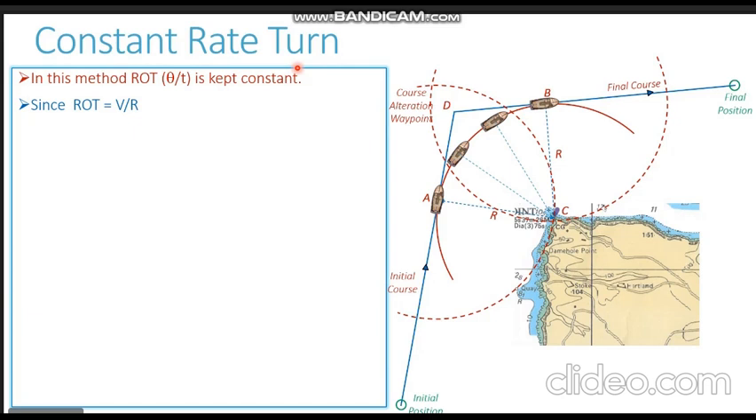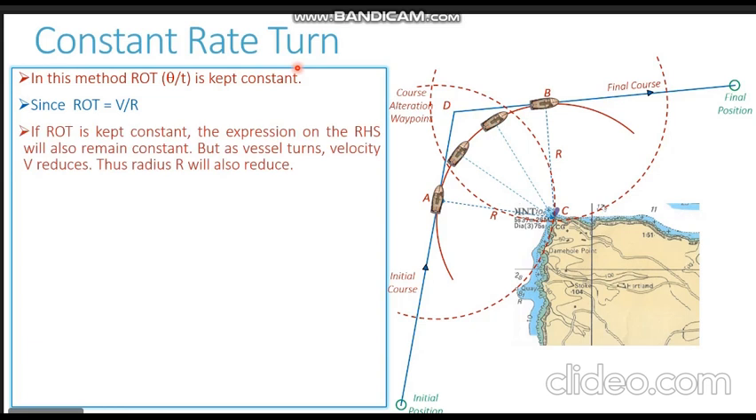Now, why is it no more a constant radius turn? The reason for that is, if we maintain the same rate of turn, the rate of turn is kept constant. The expression on the right hand side will also remain constant. That is, the value of V upon R should remain constant.